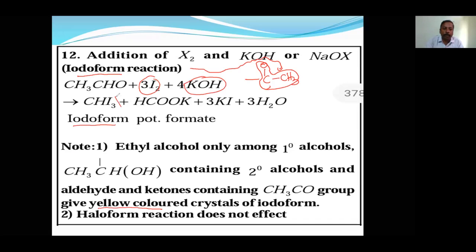So the first product will be iodoform and the second product will be potassium formate. And the question was about the number of moles of KOH used. So the answer should be 4. What should be the answer? 4. Among alcohols, ethyl alcohol, and 2 degree alcohols containing the CH3CO group give the yellow colored iodoform. Other alcohols do not respond to the haloform reaction. So this is the importance of the iodoform reaction.